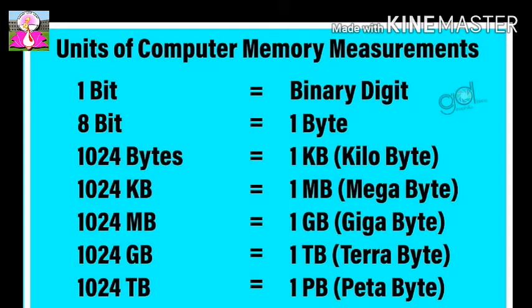Units of computer memory measurement. 1 bit is a binary digit, 8 bits are 1 byte, 1024 bytes are 1 KB, which means kilobyte, 1024 KB are 1 MB, which means megabyte, 1024 MB are 1 GB, gigabyte, 1024 GB are 1 TB, terabyte, and 1024 TB are 1 PB, petabyte.